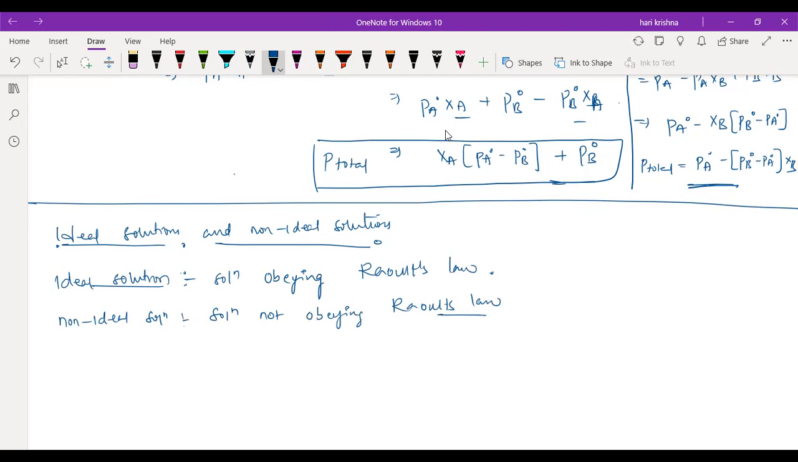Again, the non-ideals are two types. One is a positive deviation from Raoult's law. The other one is a negative deviation from Raoult's law. These are the two non-ideal solutions. So whichever solution is obeying Raoult's law, that is the ideal solution, and whichever is not obeying Raoult's law, that is a non-ideal solution. Non-ideal solutions are again two types: positive deviation and negative deviation.